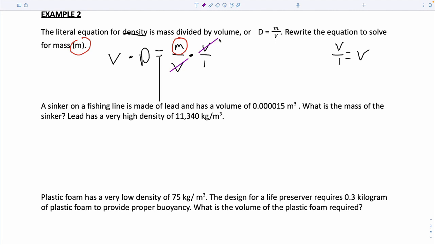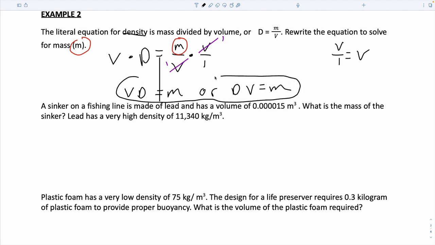I crossed it out, which made a 1 and a 1. M is by itself. You now have your answer. V times d can be rewritten as vd because that means multiply it together. You could also write it as d times v. Either one will work.